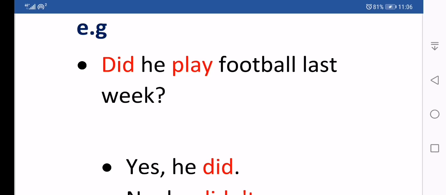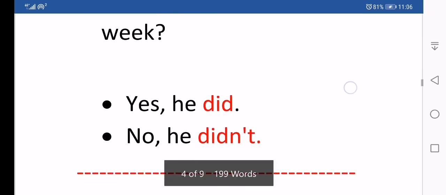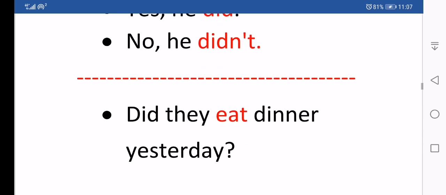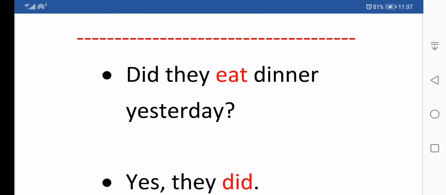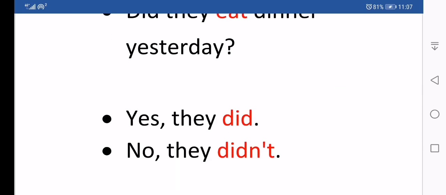So play is in the base form. We should be very careful about this. The answers are yes, he did, or no, he didn't. Another example, did they eat dinner yesterday? We have did plus the subject plus the base form of the verb. Did they eat dinner yesterday? The answer is yes, they did. No, they didn't.